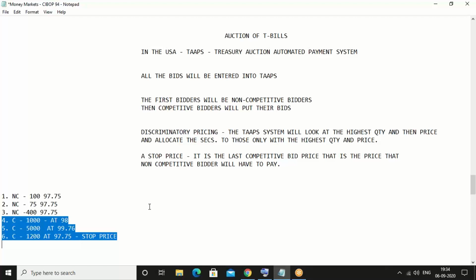Okay. All right. Any other questions, guys? Is this all clear? And what about the competitors? Like, what do they pay? This is the pricing for non-competitors. How about the competitors?